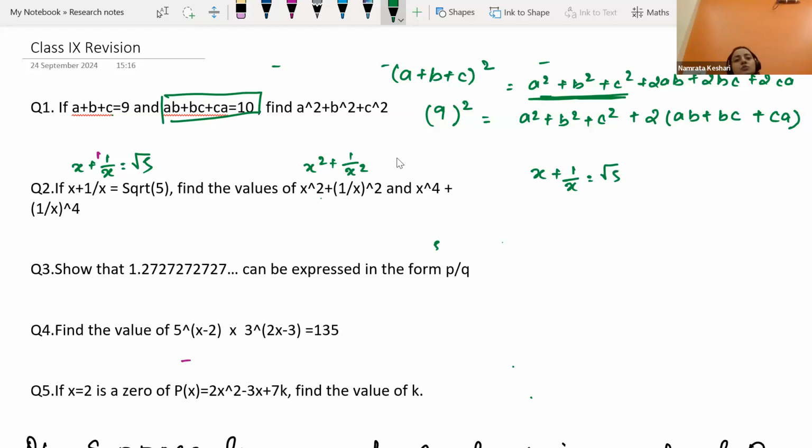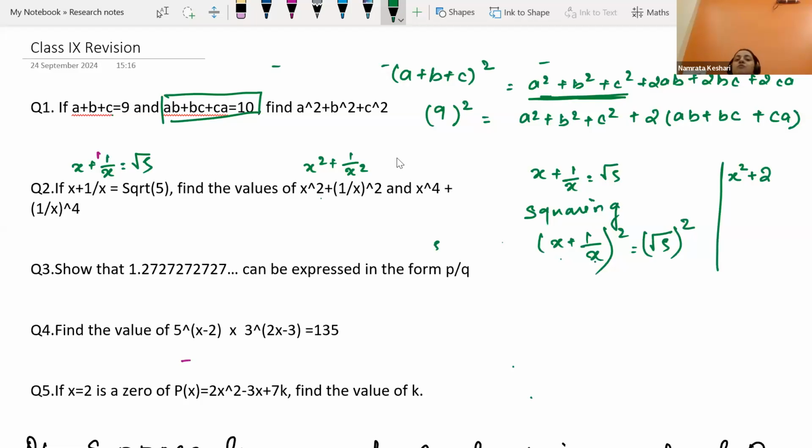Here all you have to do is square both sides. If you square both sides, you will be getting (x plus 1 by x) complete square, and on the other side, it will be root 5 complete square. If you apply the formula of (a plus b) whole square, you will be getting a square plus 2ab plus b square. 2ab will be only 2. Think about it, x and 1 by x will cancel. X and x you will be able to cancel out while writing 2 into a into b, plus b square is equal to just 5. And from here you will be able to find x square plus 1 by x square.